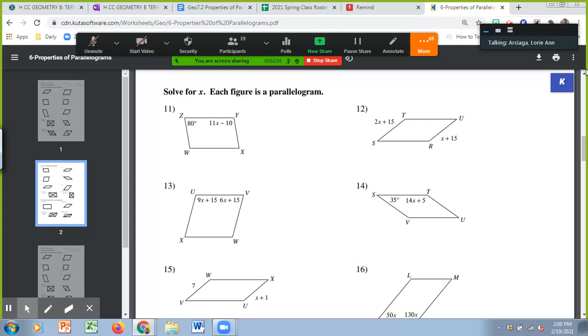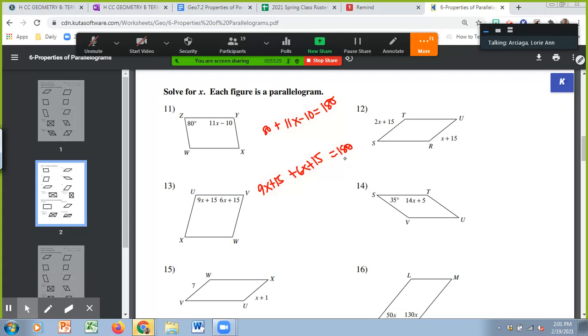Now I have to solve. So this one, they are consecutive, so they're right next to each other, so you have to add them up, right? And then you gotta make it equal to 180. Okay? Go figure. And you're gonna do the same thing here. You have to add them up, right? Because they're right next to each other, and then after that, you're gonna make it equal to 180.